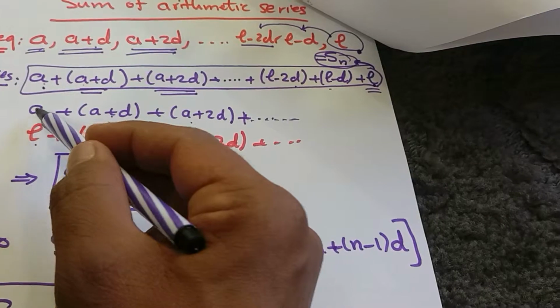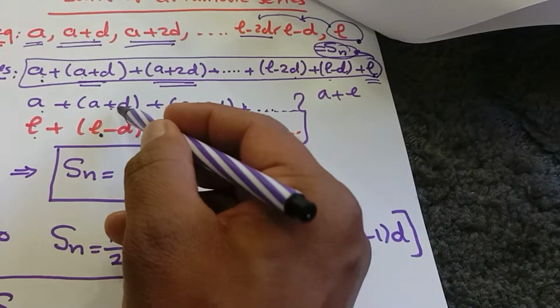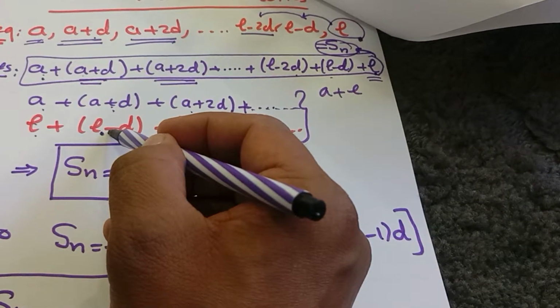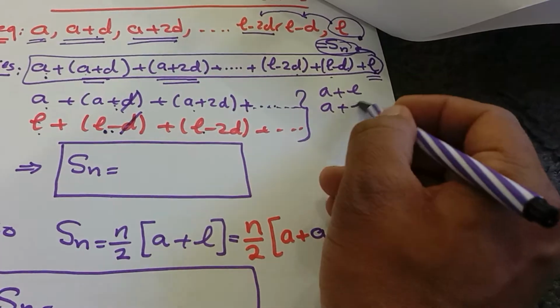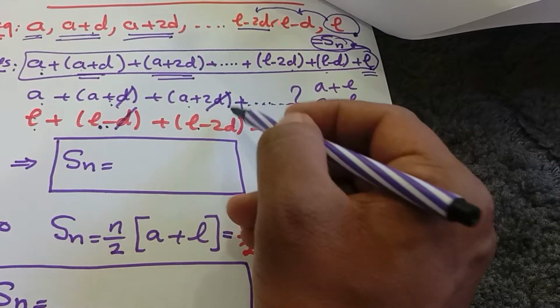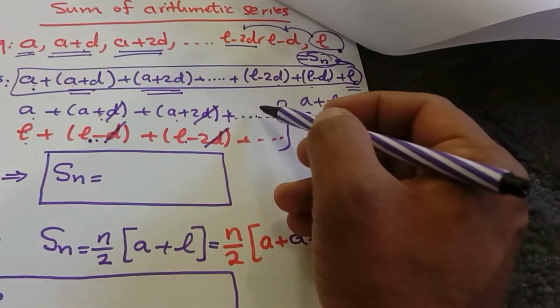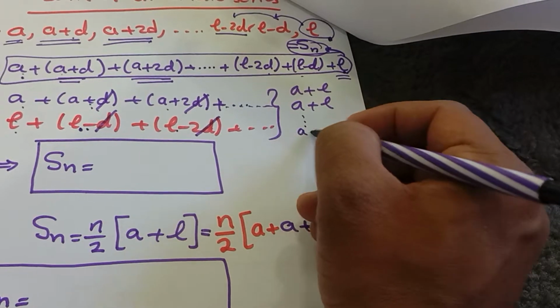If I add, I'll get A plus L here. If I add these two terms together, the minus D cancels with the plus D, so I'll get A plus L. And here also, 2D and minus 2D cancel with each other. And 3D and minus 3D also cancel each other. So I'll get A plus L.